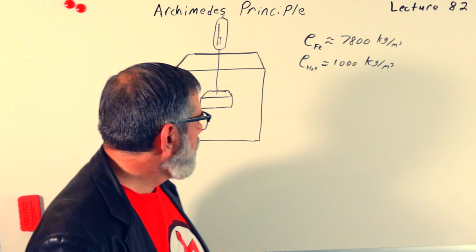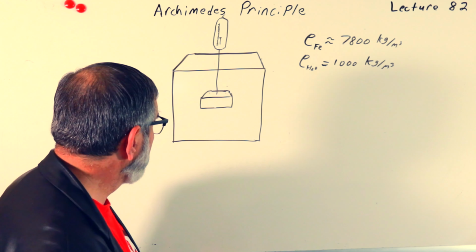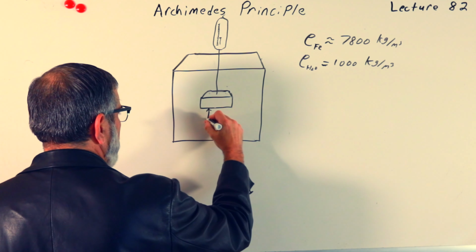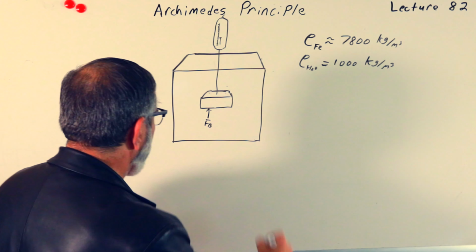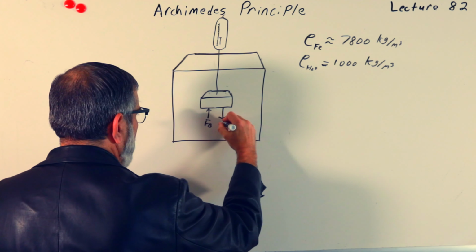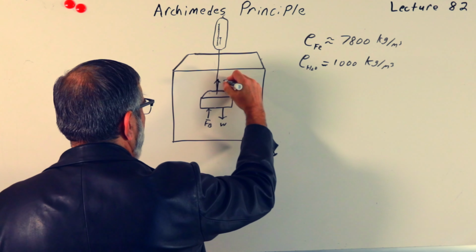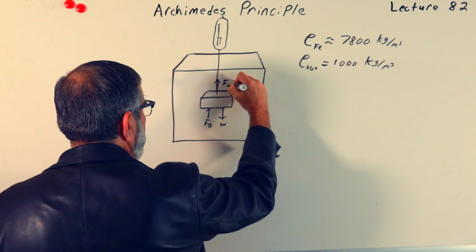Well, remember that the buoyant force, right? So let's draw the forces here. We're going to have a buoyant force pushing up, F_B. We have, of course, the weight pulling down, and then we have this, we'll call it F sub spring. I'm just going to call it F net, okay?